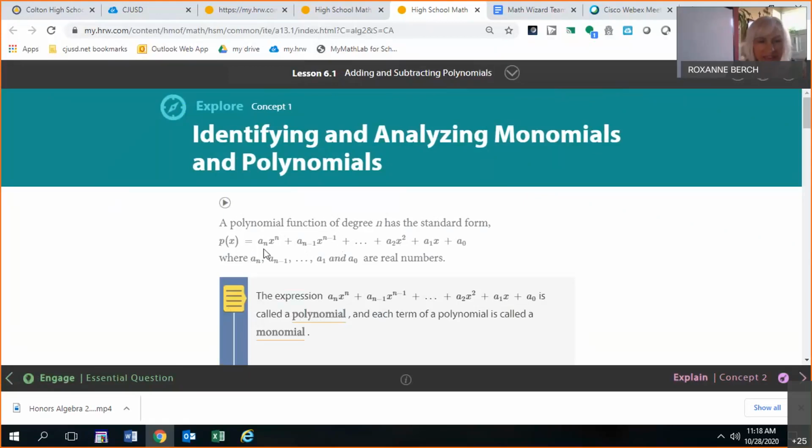What is this a sub n? Do you remember what that's called? Let's start with n then. When this is in standard form, what's n? The degree. And what is a sub n? It's a number, right? And what is that called?